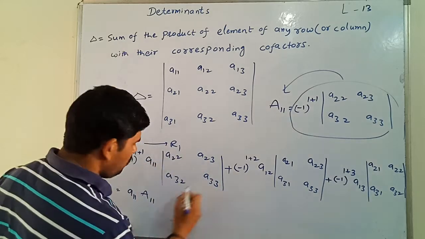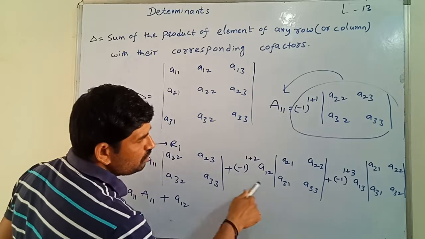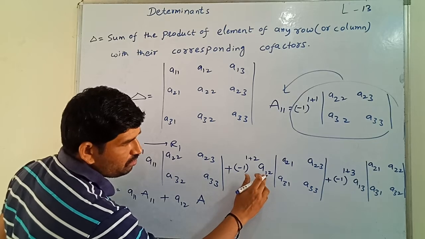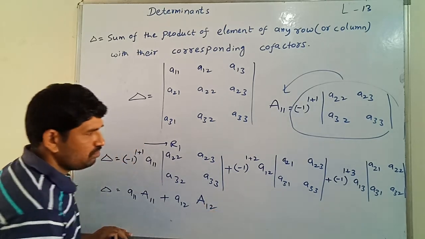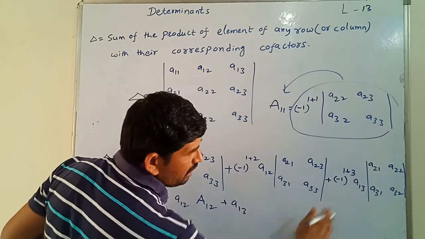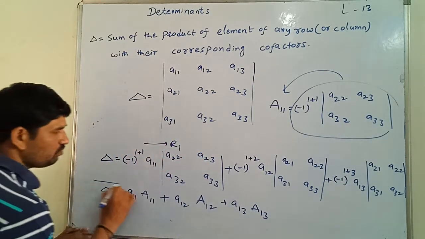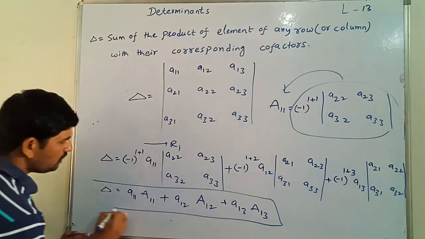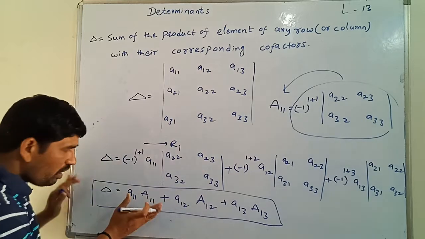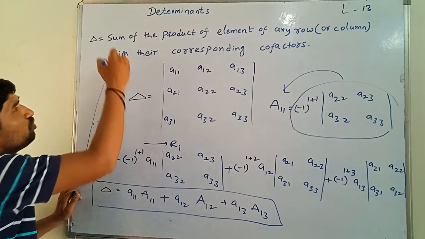That's all. Similarly, A12 into this is nothing but the cofactor of the element A12, capital A12. After that, A13 into the cofactor of the element A13, capital A13. This is nothing but expanding the determinant along R1. So now what we observe from this.